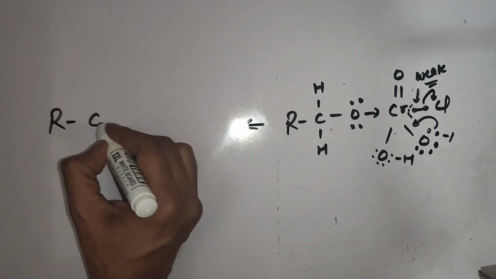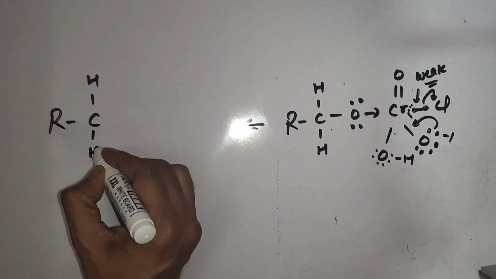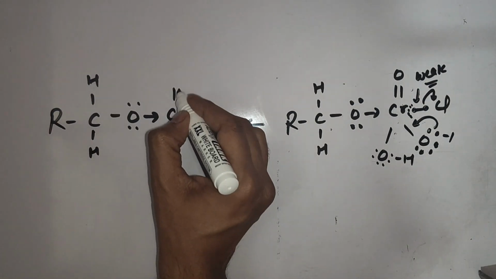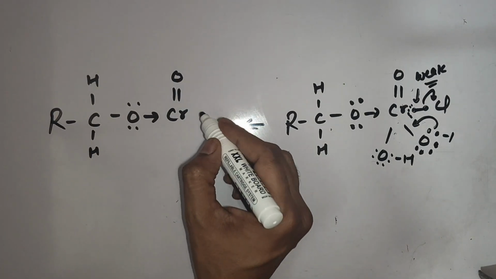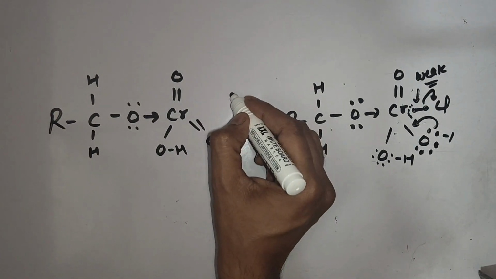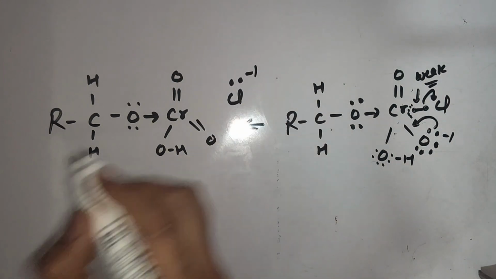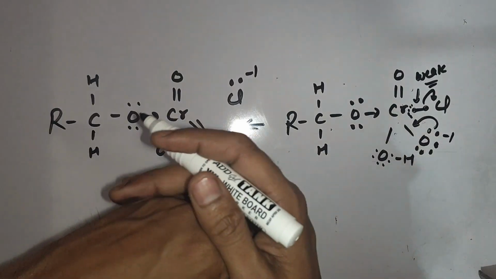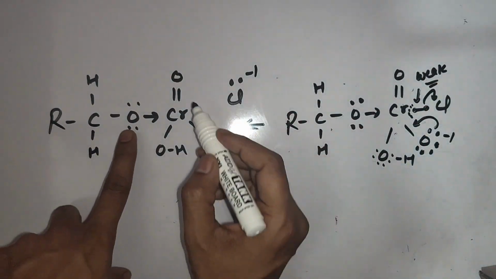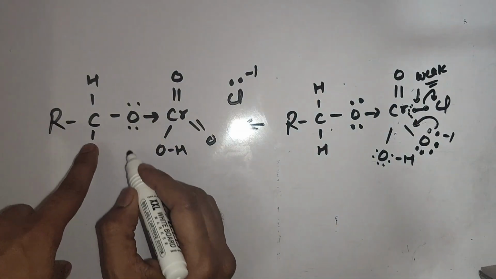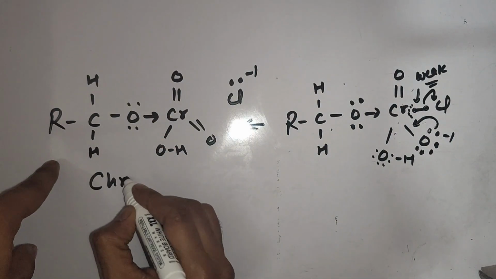This molecule will turn to and there is a release of Cl negative particle. Now what will this Cl negative particle do? In previous videos we have already understood what we call it. This intermediate is known as chromate ester.